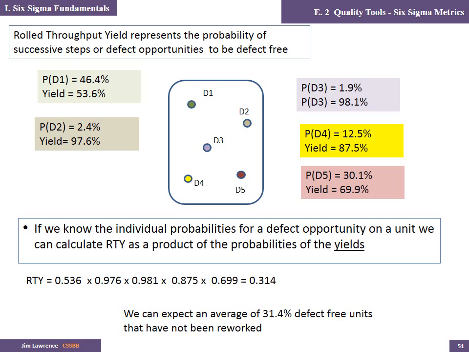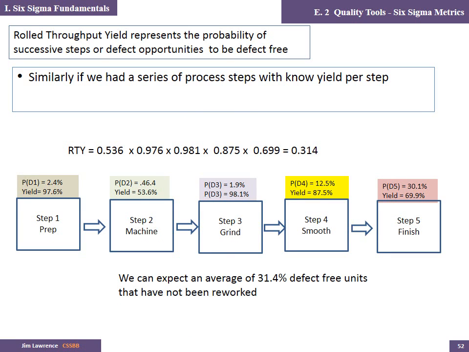Now, roll throughput yield represents the probability of successive steps or defect opportunities to be defect-free. If we know the individual probabilities for a defect opportunity on a unit, we can calculate roll throughput yield as a product of the probabilities of the yields. So in this case, now we know the probabilities of each defect that could cause a reject. So it's the product of all the probabilities of the potential defects. So in this case, we can expect an average of 31.4% defect-free units that have not been reworked using this method.